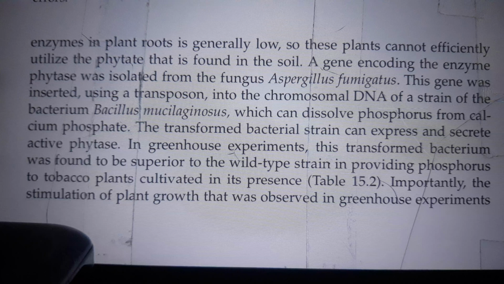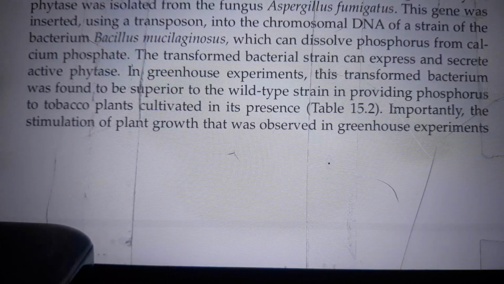so these plants cannot efficiently utilize the phytate that is found in the soil. A gene encoding the enzyme phytase was isolated from the fungus Aspergillus fumigatus. This gene was inserted using a transposon into the chromosomal DNA of a strain of the bacterium Bacillus mucilaginosus, which can dissolve phosphorus from calcium phosphate. The transformed bacterial strain can express and secrete active phytase. In greenhouse experiments, this transformed bacterium was found to be superior to the wild-type strain in providing phosphorus to tobacco plants cultivated in its presence.